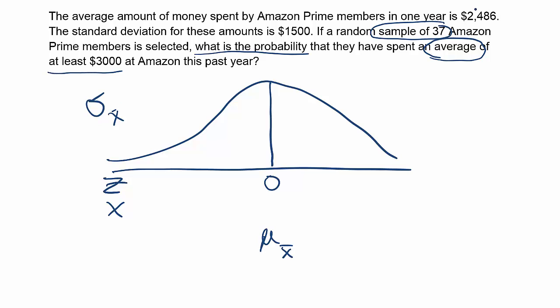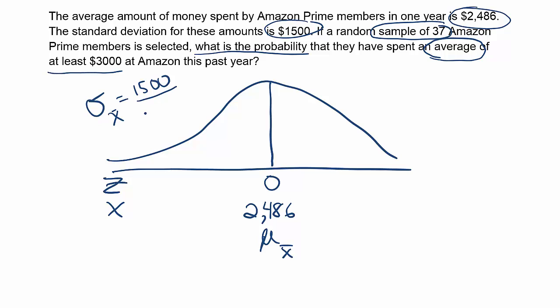They said the mean was $2,486, so I'll write 2,486 at the bottom here. The standard deviation, they say, is 1,500. However, that is not the standard deviation we will use here. That is just a start, right? Because when you have the standard deviation for x bar, you have to divide it by the square root of n.